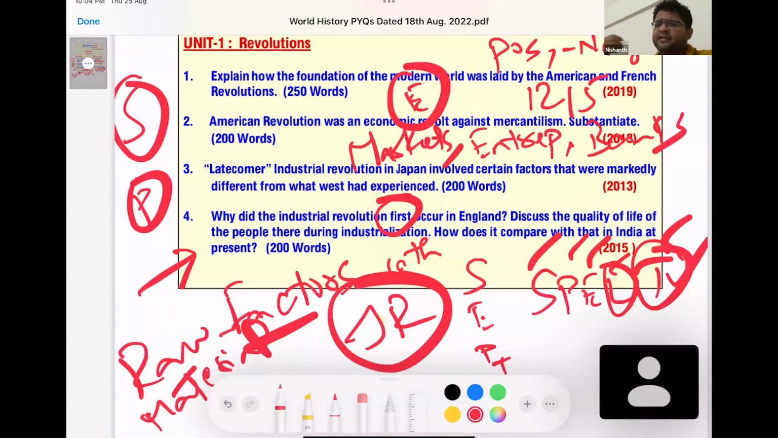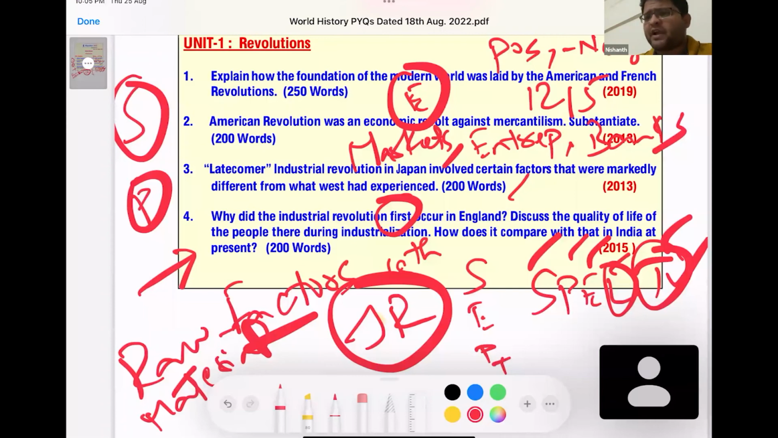And another aspect is the generation and the cause of imperialism. So all these are the drawbacks of the industrialization or the Industrial Revolution. So that is the second part of the answer.